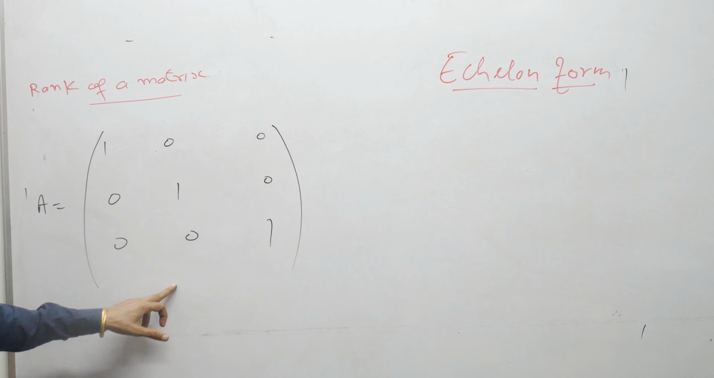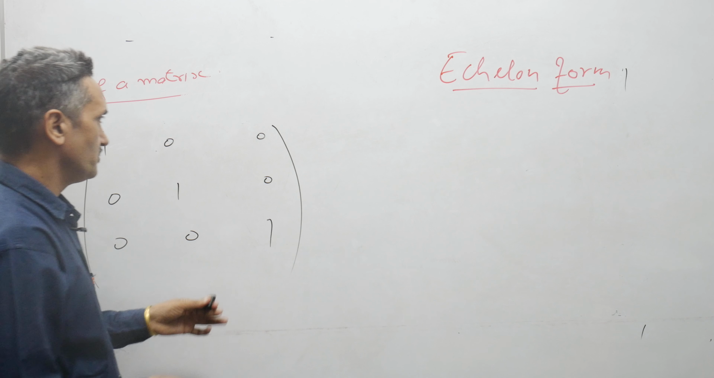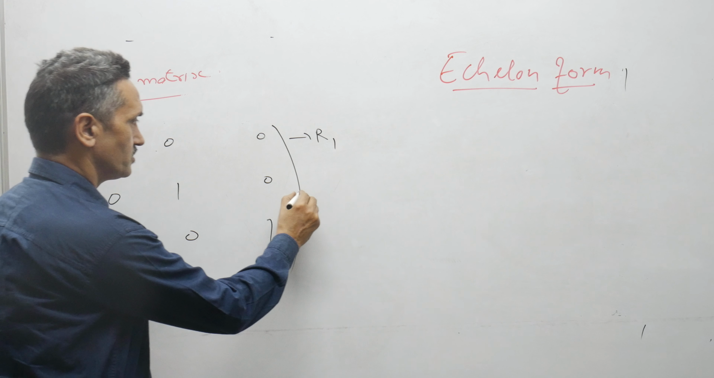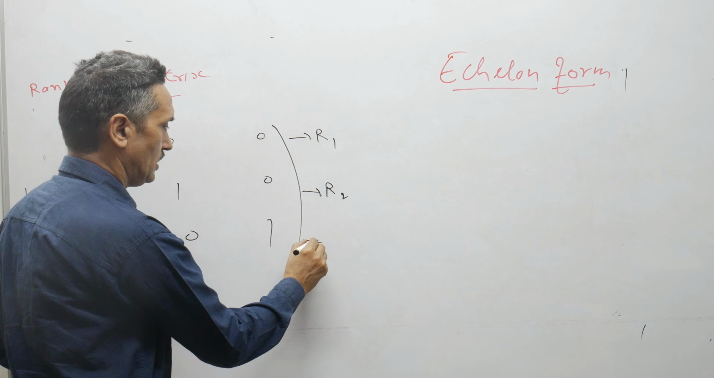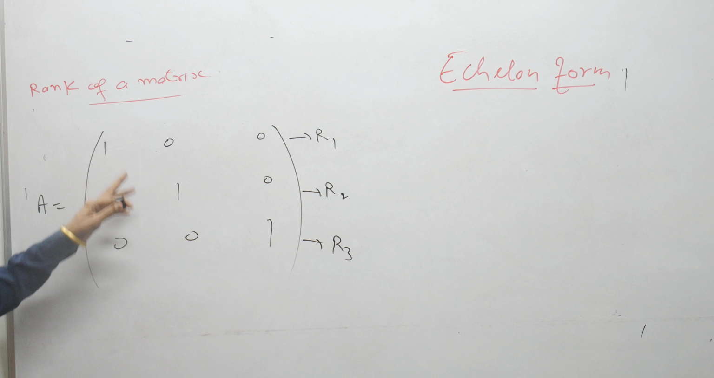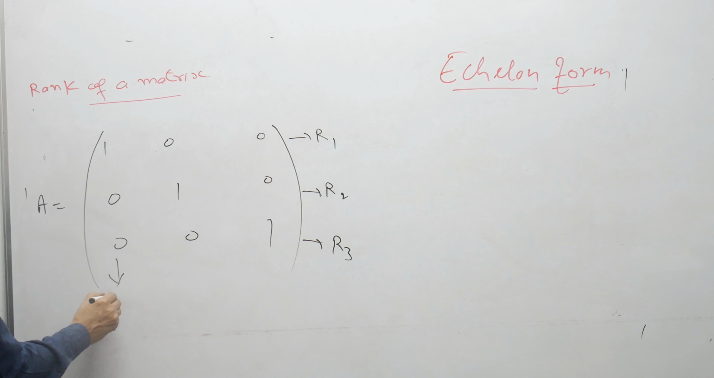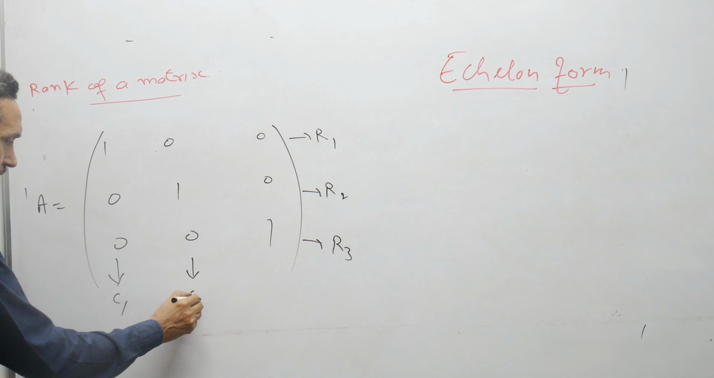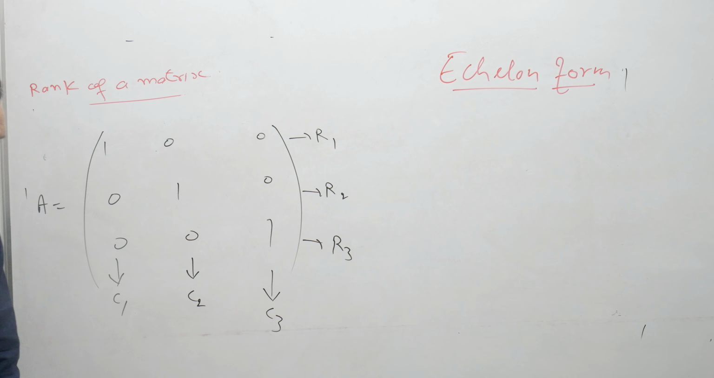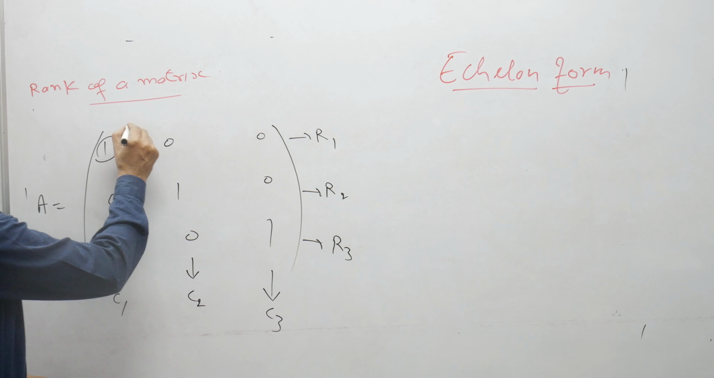This matrix has 3 rows. This is my first row. This one is second row. And this one is third row. Similarly, we have 3 columns. This is my first column, second column, and third column. This element is known as leading element.